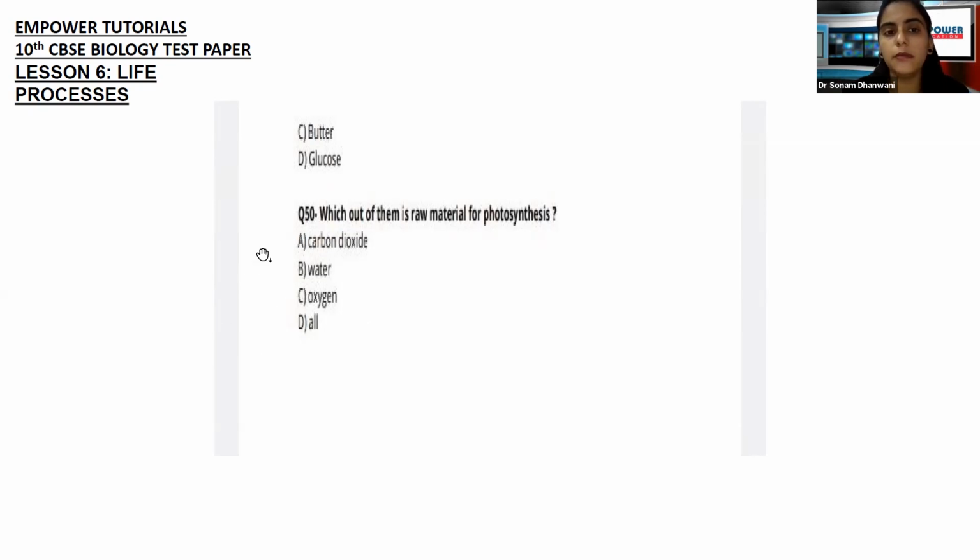The answer to this should be A and B. Okay, carbon dioxide and water. So option D should be corrected as A and B both. Okay, so carbon dioxide and water are the raw materials, and the products are oxygen gas, glucose and energy. Okay, are we clear with this?